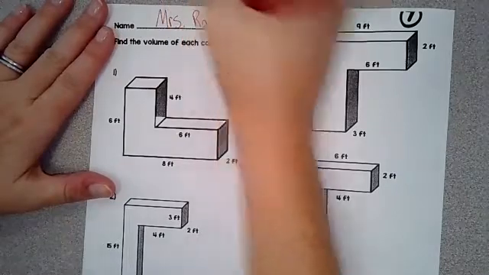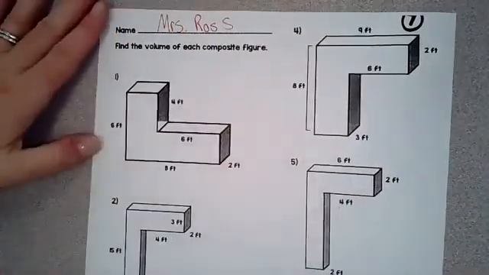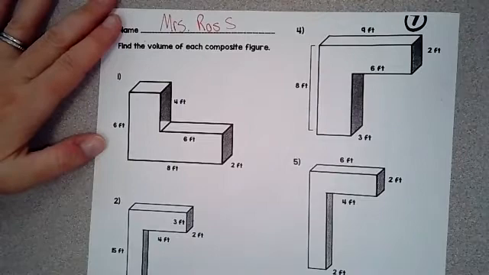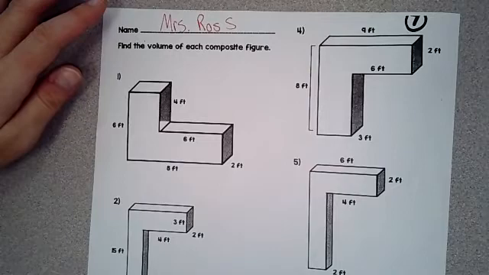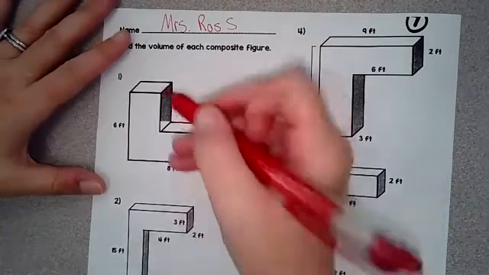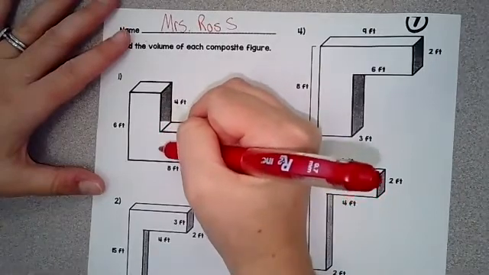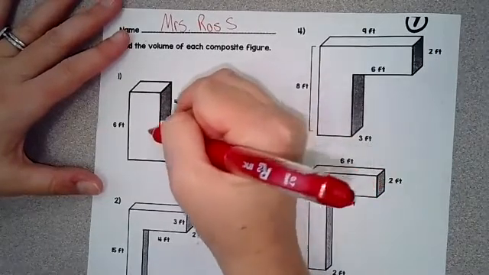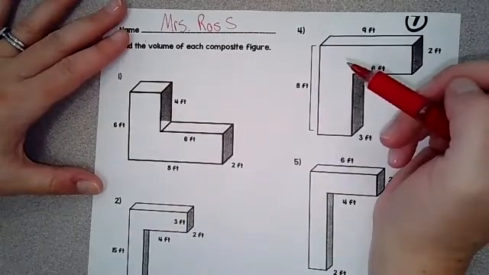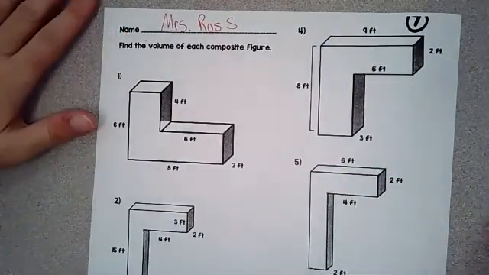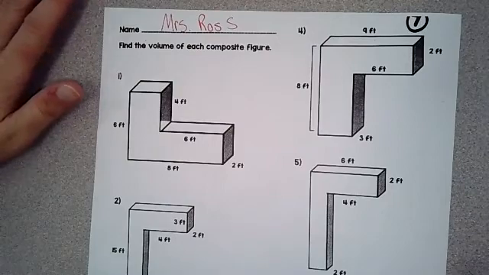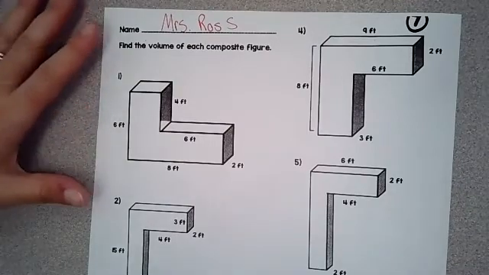Okay. All right, so this is composite figure number 1, okay? And you'll notice on here that there is no definite line between the two figures. So you have to decide, are you going to create a line here, or are you going to create a line here, okay? So what I'm going to suggest to you first, though, is that you fill in as many missing sides as you can.